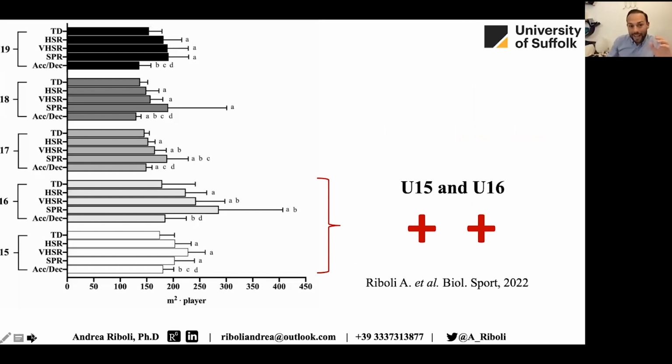Interestingly, we found a higher pitch size required in younger players, under 15 and under 16, probably due to a lower neuromuscular capacity in these players that requires a large space to reach peak velocity. And so this should be considered when we work across different age categories, from under 15, under 16 until under 19.